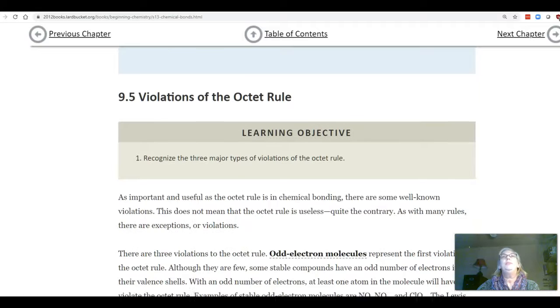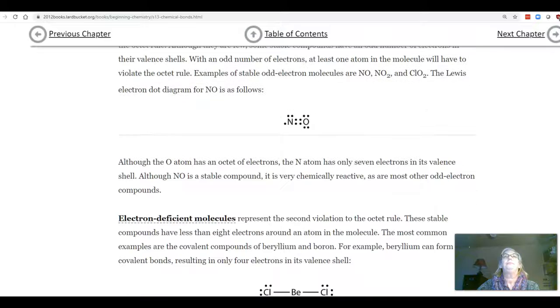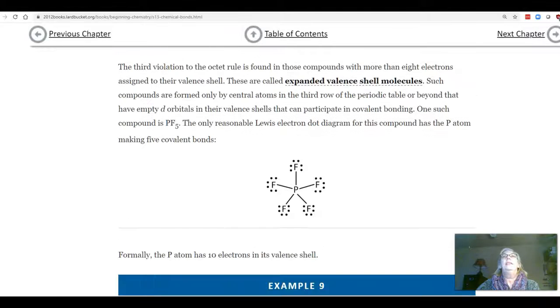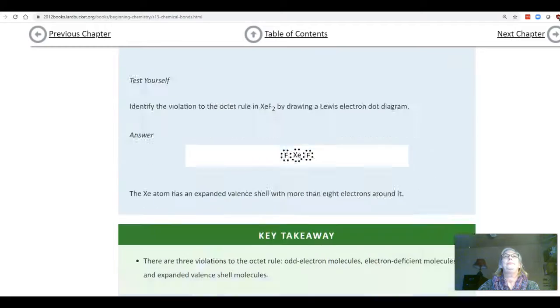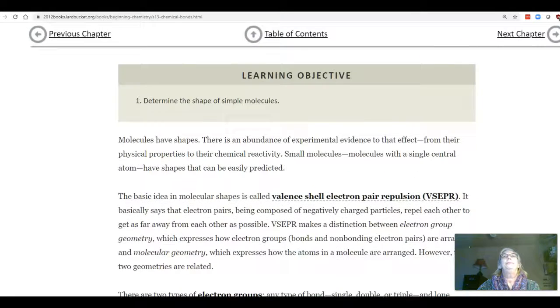Sometimes elements will violate that octet rule. Some molecules will have odd numbers of electrons. It's really rare, but we'll talk about some violations of the octet rule. And we'll talk about expanded valence shell molecules. Some things violate the rule and are allowed to have more electrons than normal in them. So look at that and try some out.